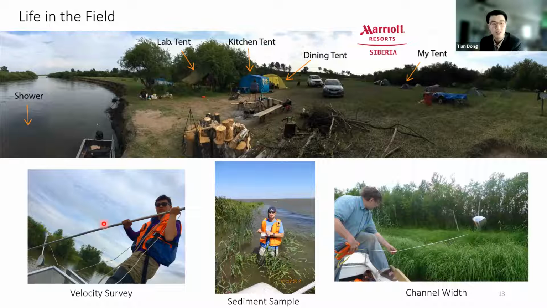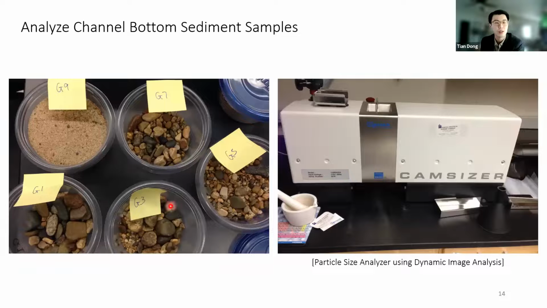And after data collection, we bring some of the sediment back to the States to measure the grain size using this particle size analyzer. And here are just some examples of the sediment grain size in the channel bottom. And as you can already see, there's a very big difference in grain size. These 4 samples are quite coarse, and here we have a very sandy one. So it's already very interesting.